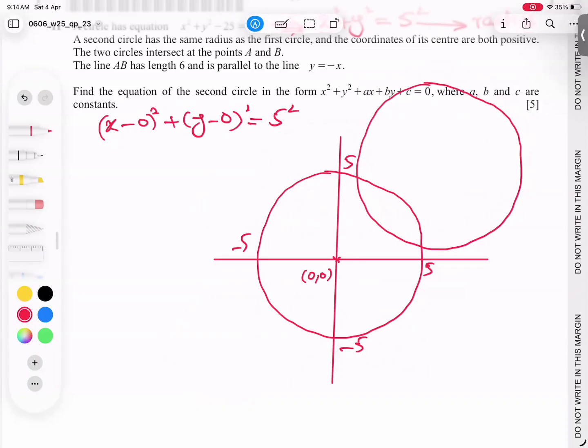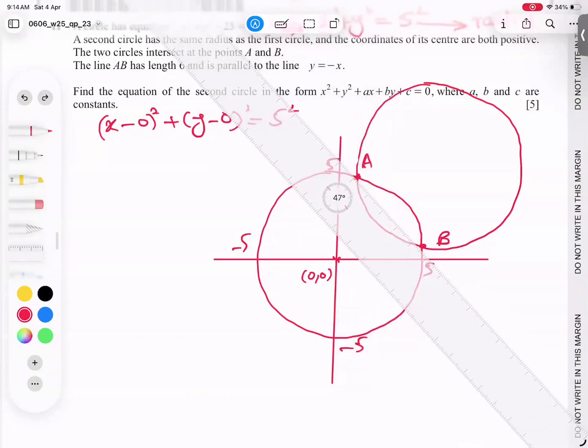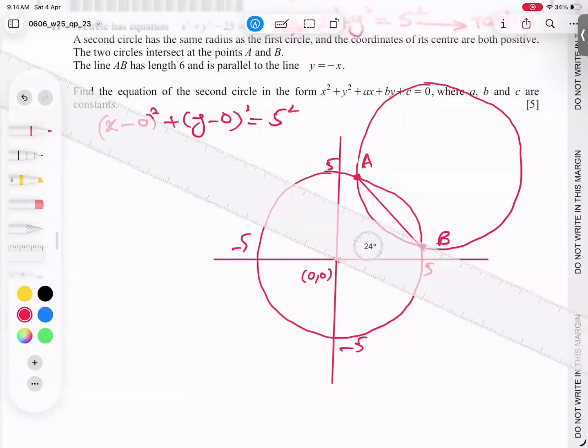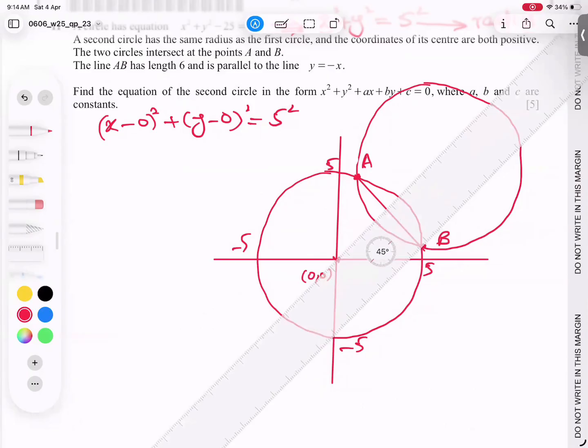He said further, two circles intersect at A and B. So this point is A. Okay, let me erase this 5. The 5 is basically here. So this point is A and this point is B. This diagram is very, very important. Okay, further, what it says: line AB has a length 6. So I have to make a line. So first of all, AB line. Okay, AB line is 6, and then I can make it naturally.